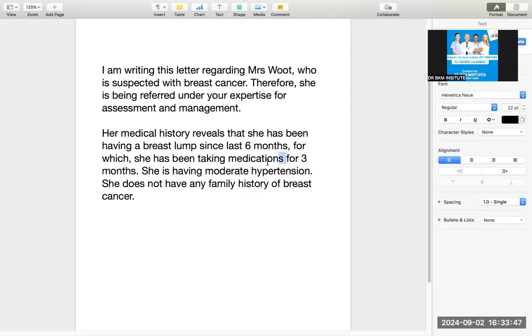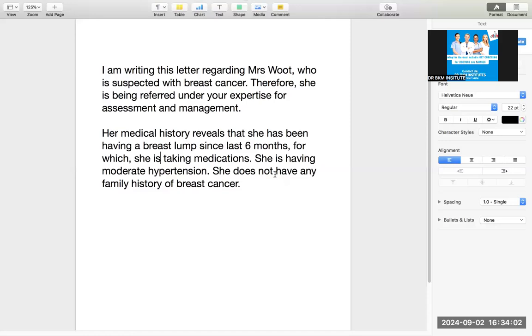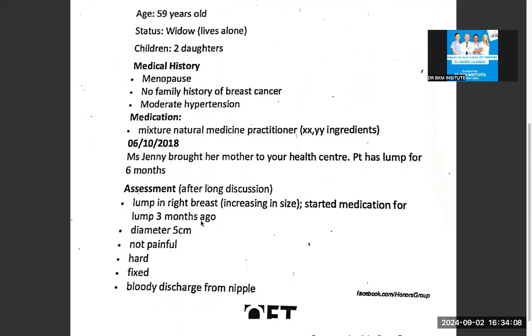Otherwise, if there is anything confusing in OET, it does not matter. The main thing I have to tell the doctor is that she has been having it since, for which she has been taking medications. Otherwise, if we are not writing the time, we can again make it present continuous: for which she is taking medications. You don't have to write everything. You have to write it nicely and clean.